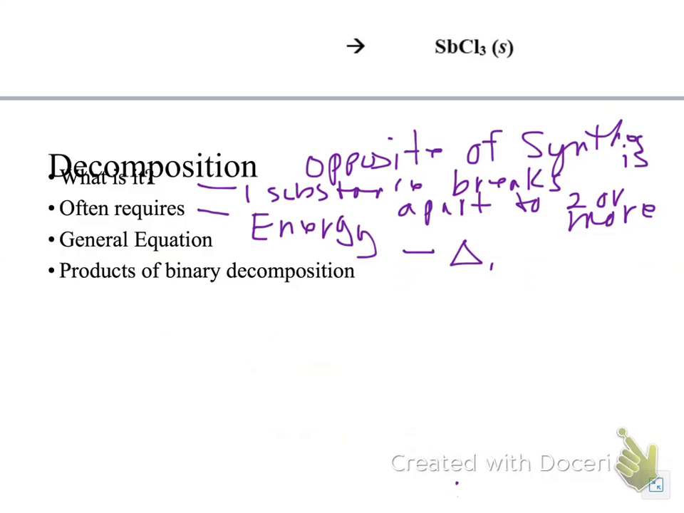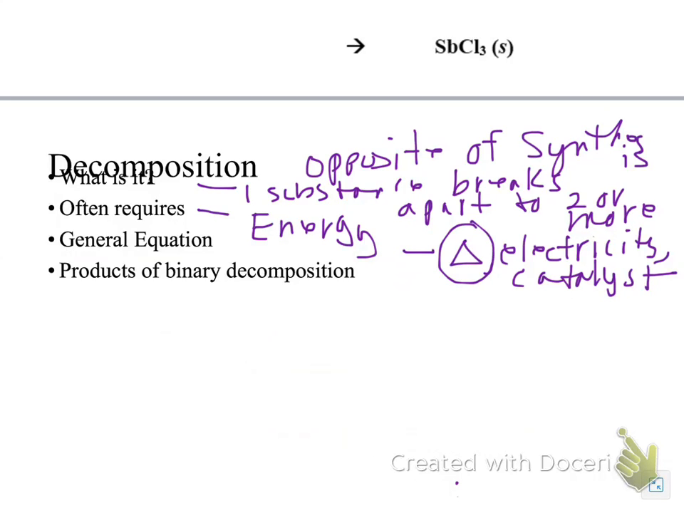Breaking things apart generally requires energy, so you will often see one of 3 things over the arrow. You will either see the triangle, which means heat, you'll see the word electricity, or you might see catalyst. Now, a catalyst is not energy itself, but it does reduce the amount of energy required to get a reaction started. So not unusual for decompositions to see one of those 3 things above the arrow.